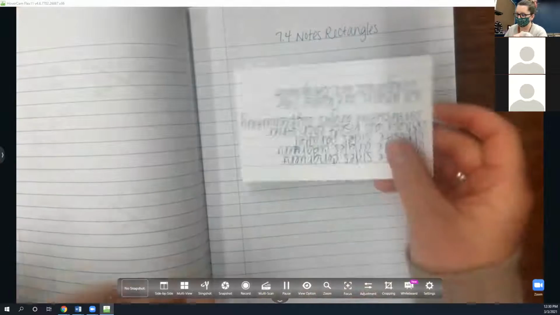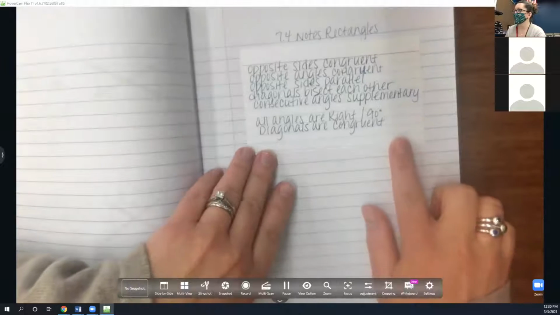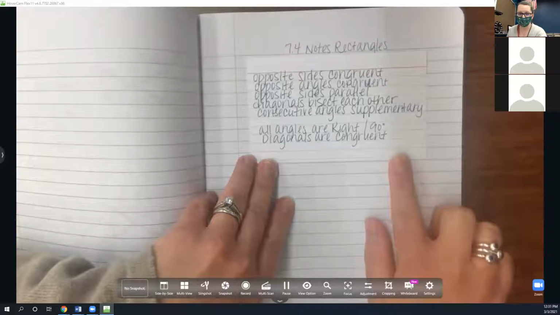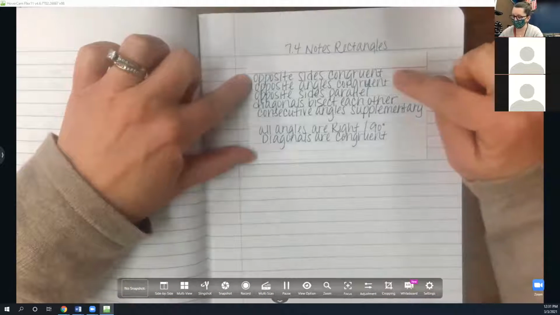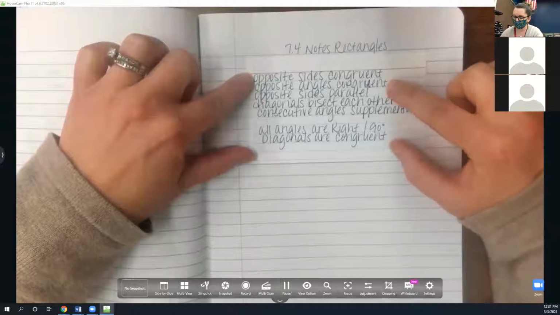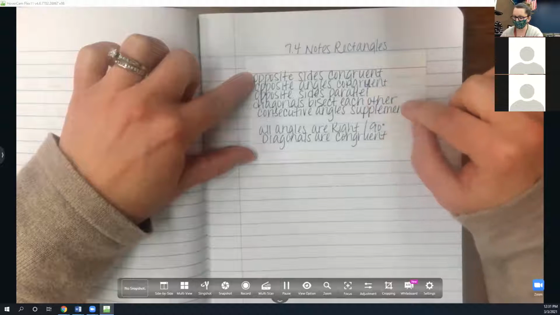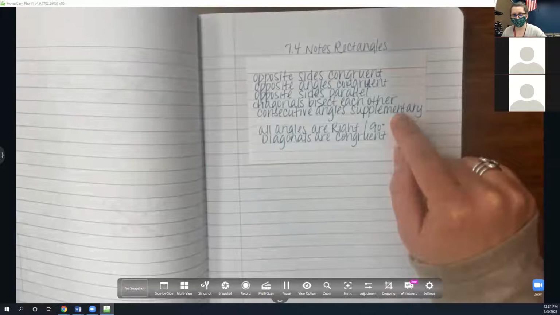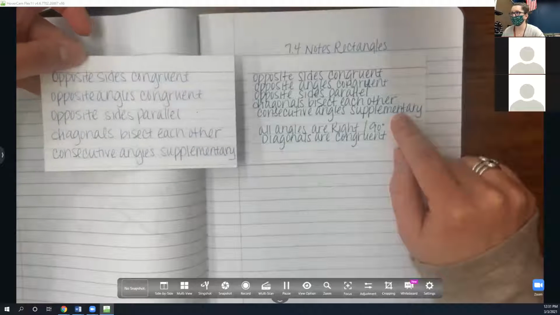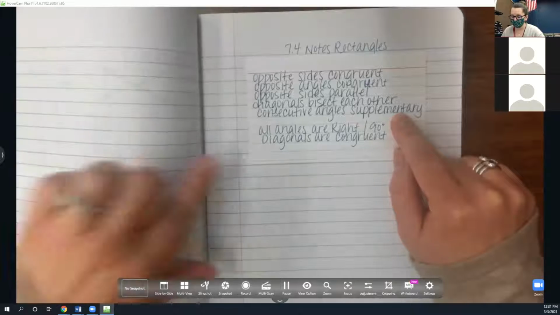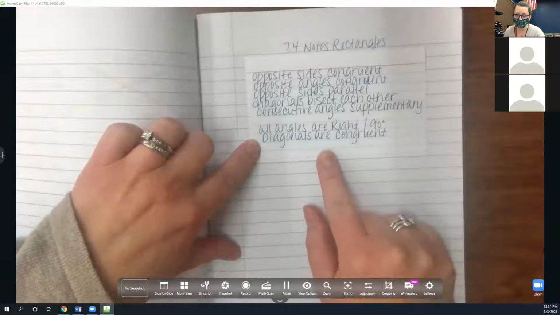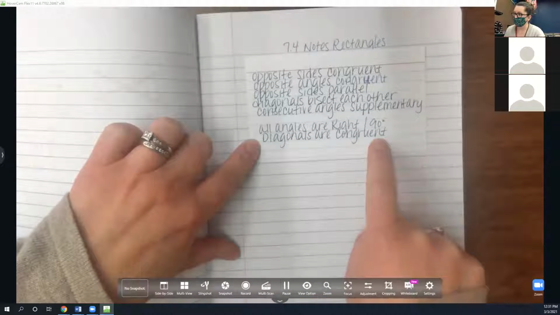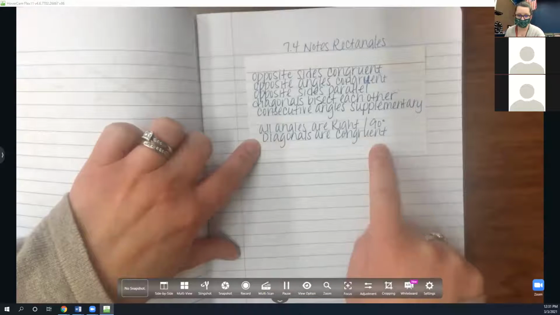So in your journal, go ahead and write these properties down. Give you a second to write those down, or if you just want to take a screenshot of it so you can have it. Notice that opposite sides are congruent, opposite angles are congruent, opposite sides are parallel, diagonals bisect each other, consecutive angles are supplementary. Those are the same properties as a parallelogram, right? They're the same ones that we wrote down last time. And then here are the two additional ones that we just looked at in the GeoGebra. All angles are right angles and diagonals are congruent. So diagonals are the same, all right?